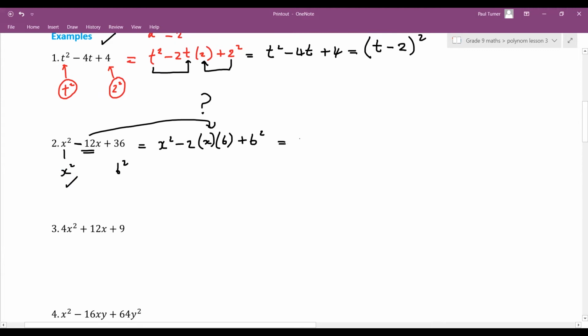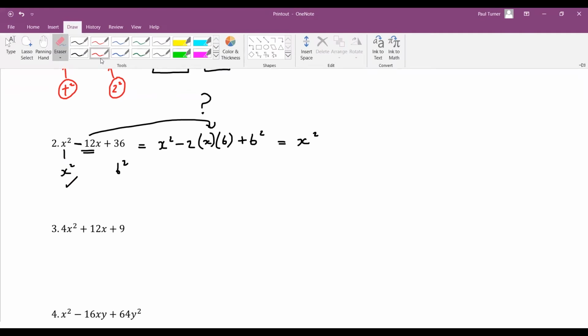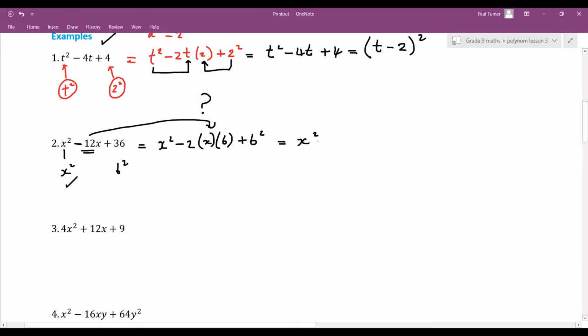So I'll just write it fully. X squared minus 2 times 6, which is 12. Okay, I'll rub that out. Do that again. 2 times 6, which is minus 12x. I'm just rewriting the question, plus 36, which is the same as x minus, and the last term, 6, all squared. So what you should find is that this number here is here, and this number is here, like that.